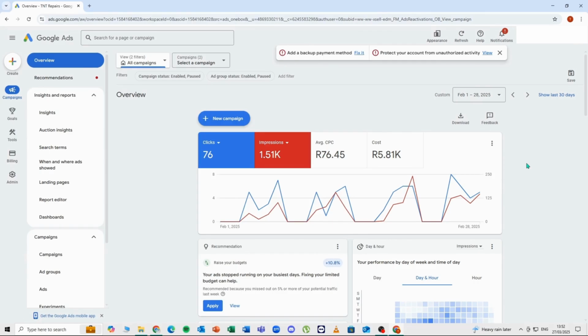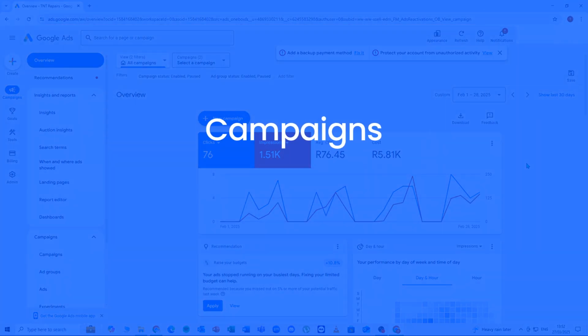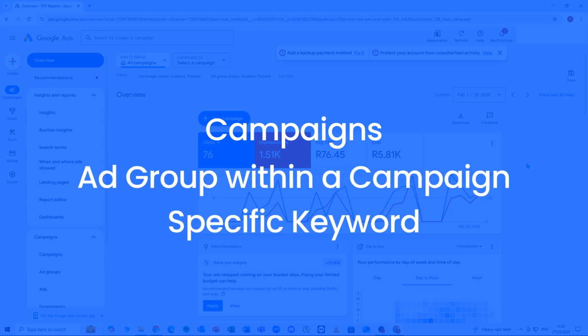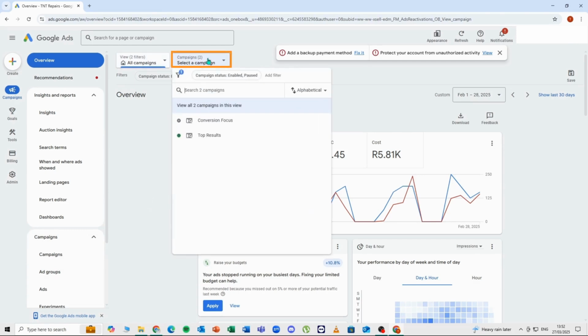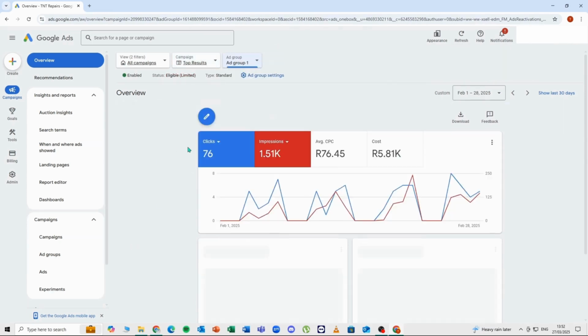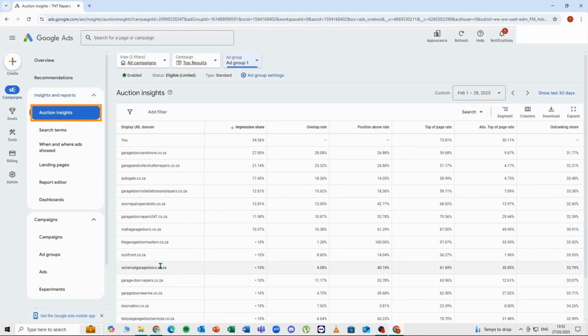So first, make sure that you're logged into your Google Ads account. And what you want to do now is choose what to analyze. So your options are campaigns, the ad group within a campaign, or a specific keyword. So you can either navigate to campaigns and ad groups over here in the left-hand panel, or you can choose which campaign you want to look at in the top bar of the overview page over here. And once you've selected which campaign or ad group you'd like to look at, you can then go over to the left-hand menu, select the Insights and Reports drop-down, and select Auction Insights.